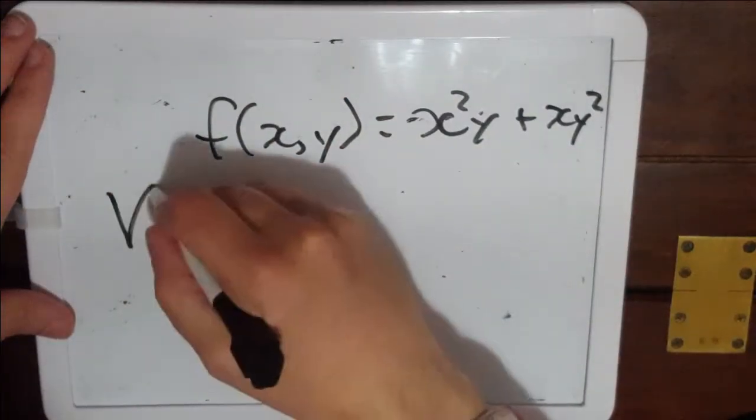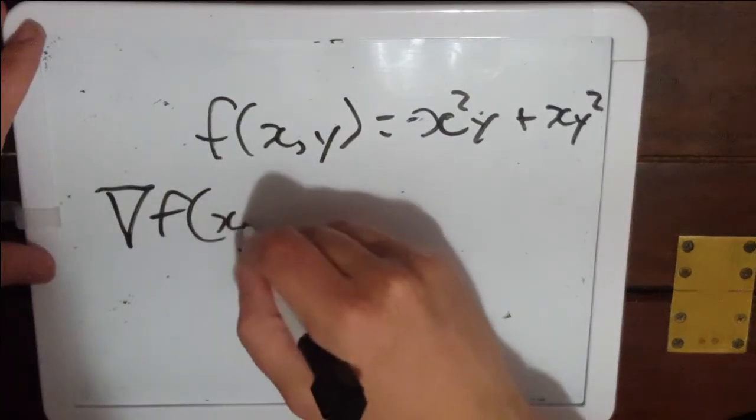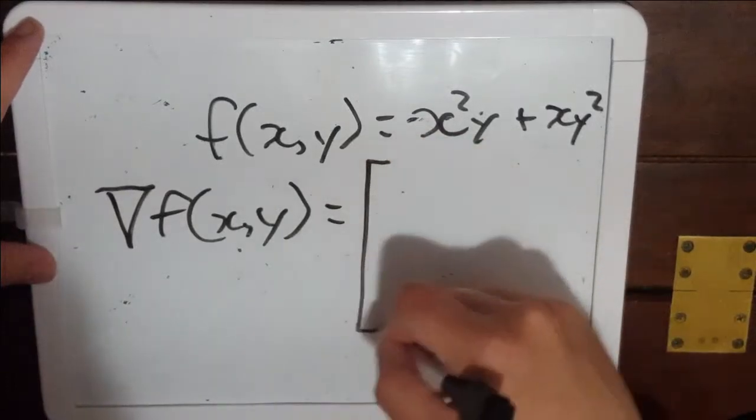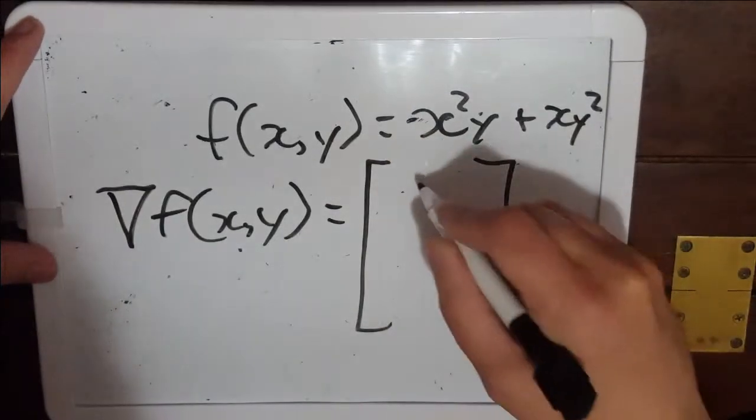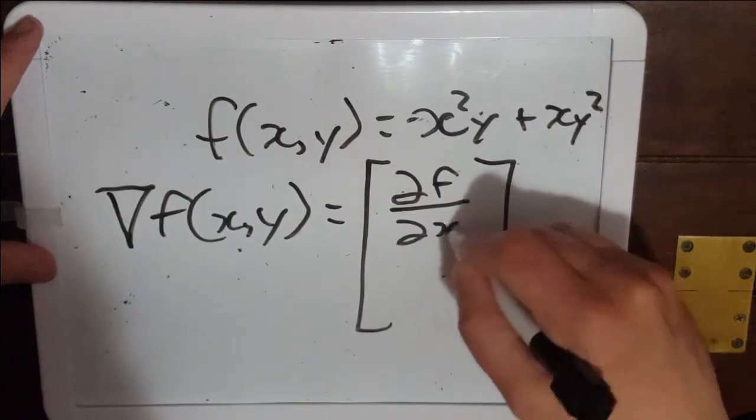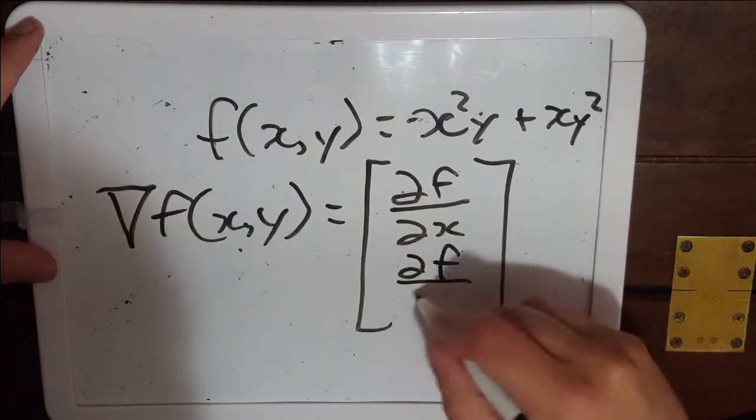So we compute this. So our gradient of f is going to equal a vector of all the partial derivatives in that function. And this little curly d is just the partial derivative. Don't worry.